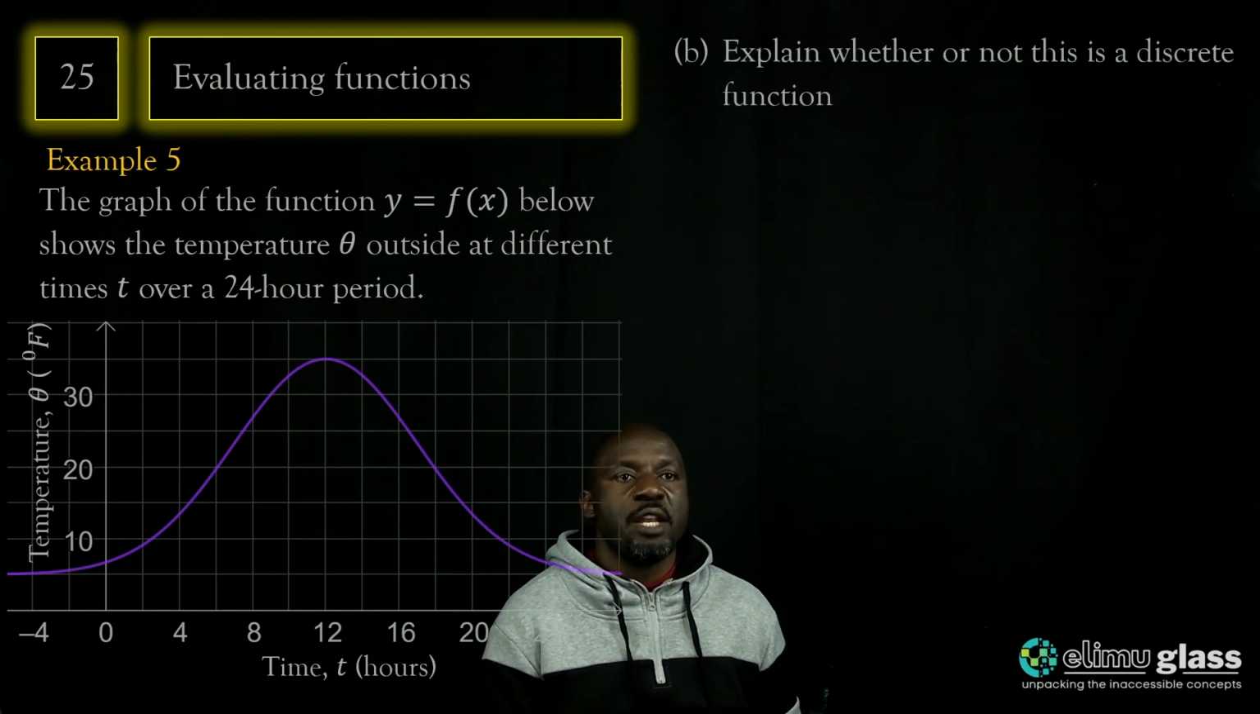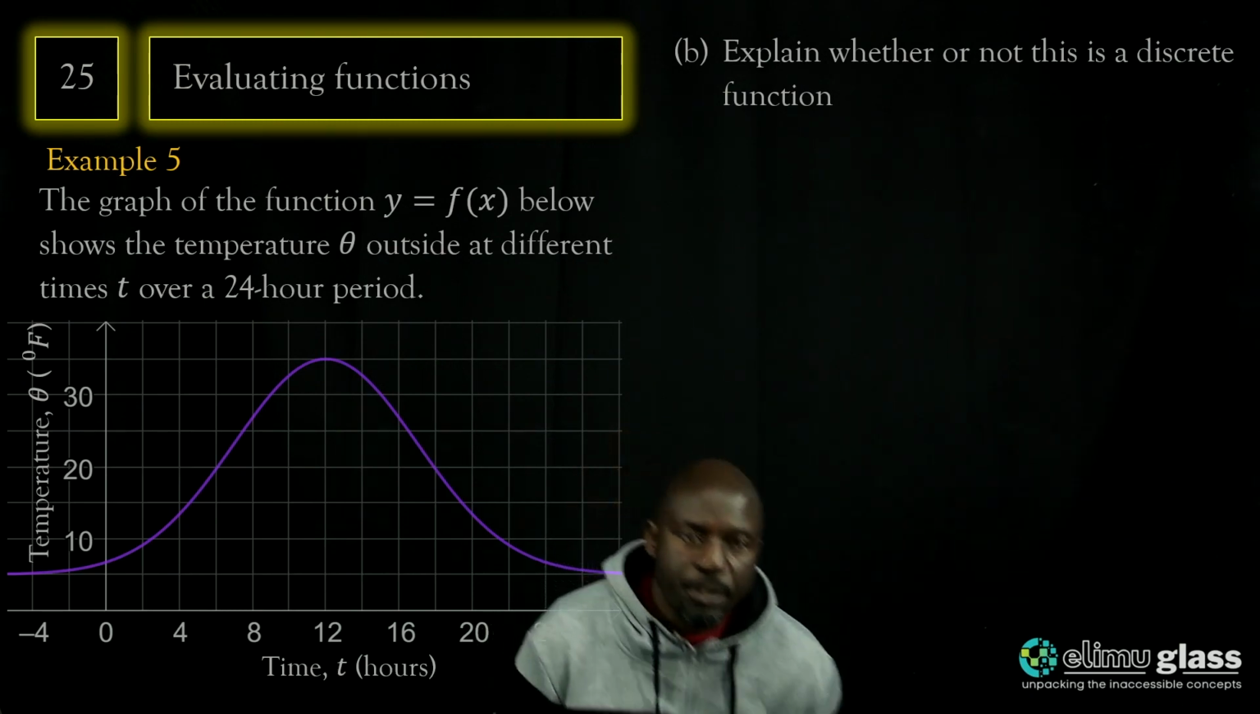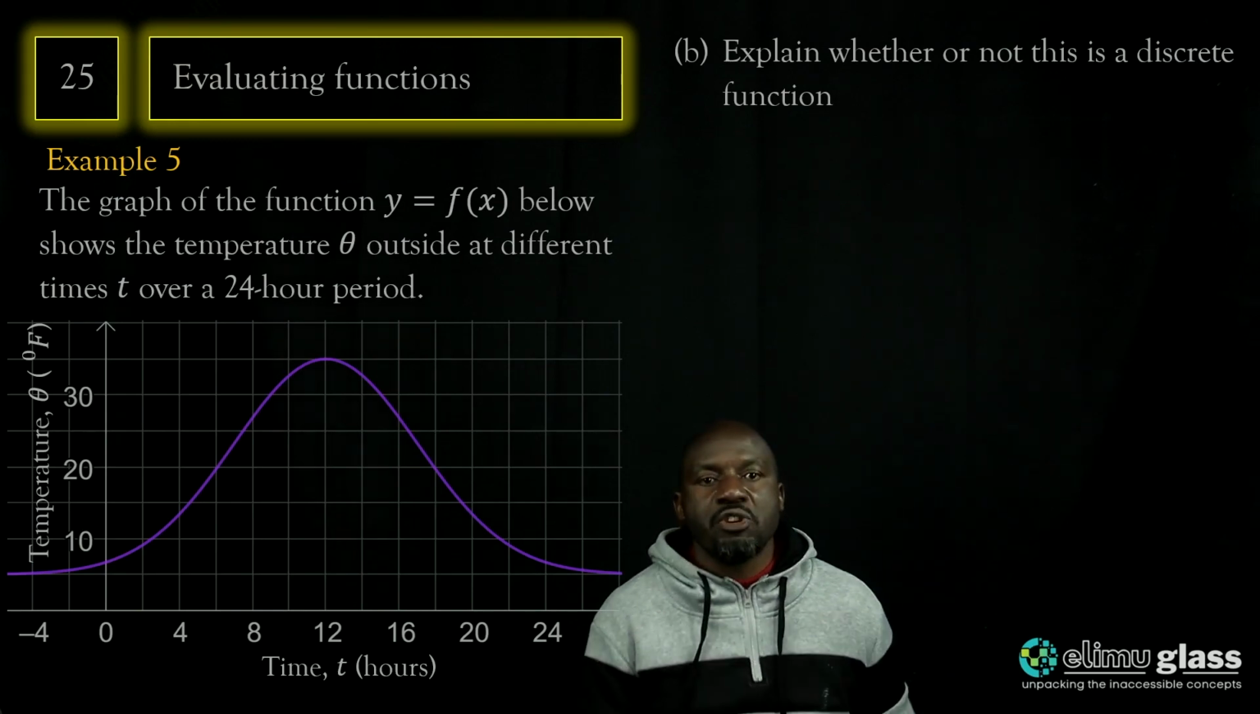Part B, explain whether or not this is a discrete function. Well, clearly this is not a discrete function. It is a continuous function. How do we define a continuous function?